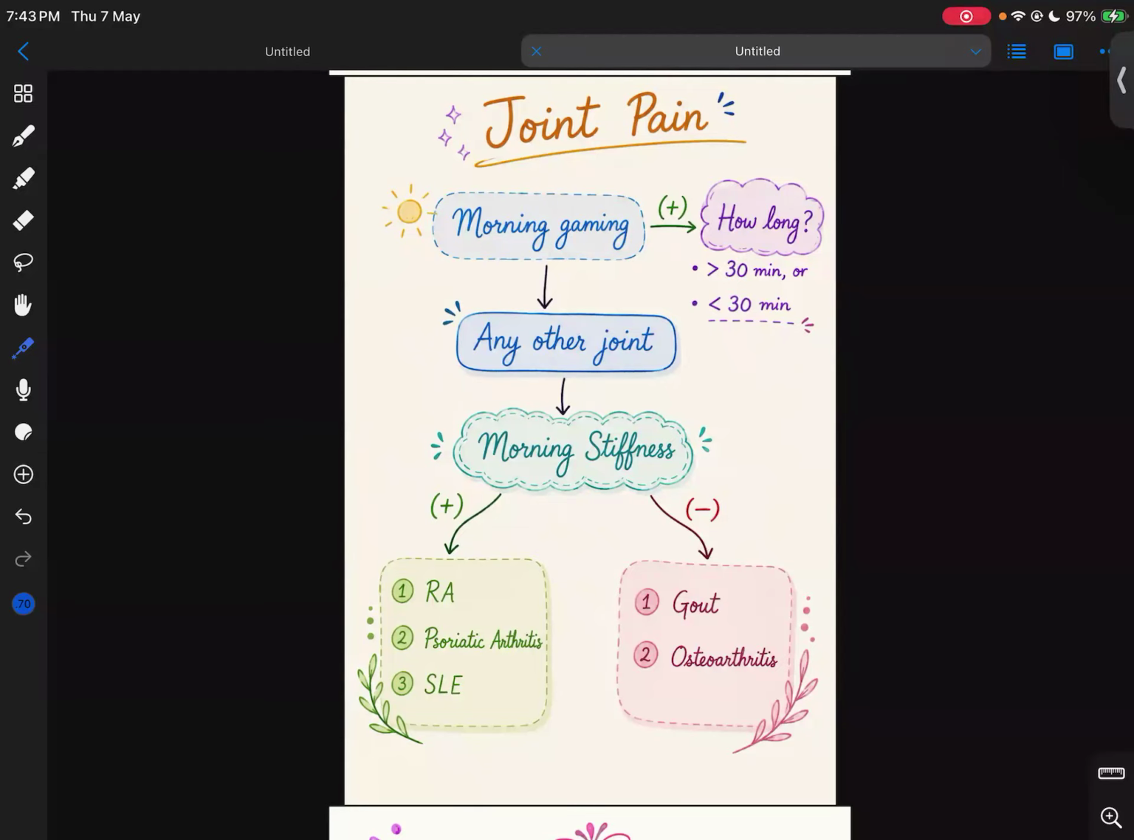Can gout come as hand pain only? Up to now, it has not come, but I will discuss it in detail during the knee pain approach, how to get your diagnosis for gout. Right now, I'm just skipping it. It is not that common. But this side is very much important. It will come, and it is coming, and it will come.